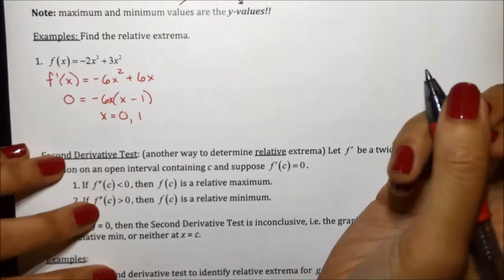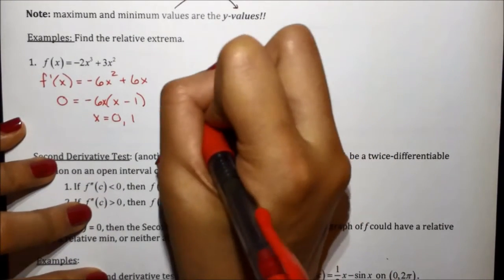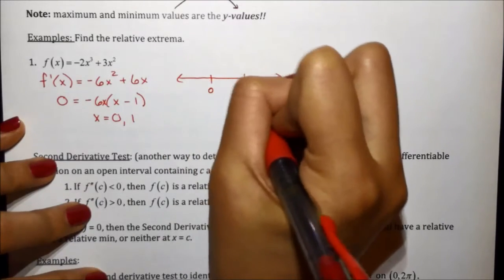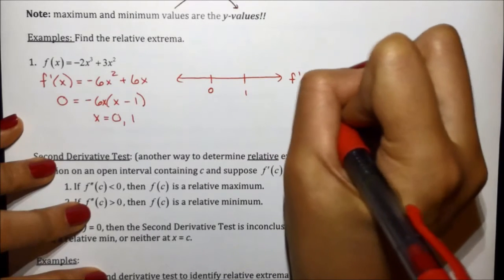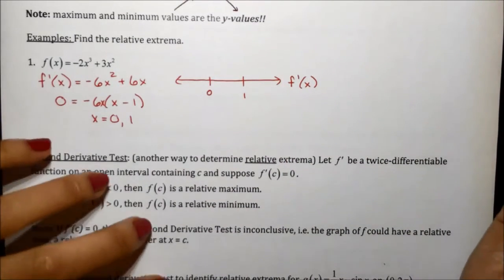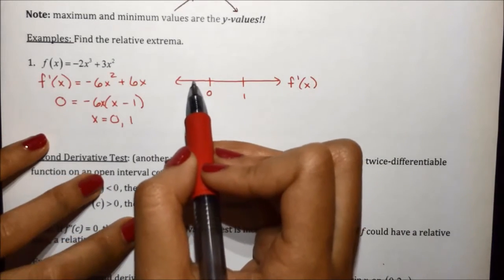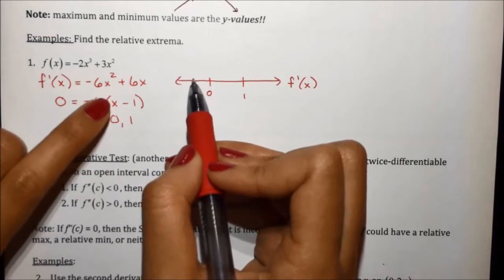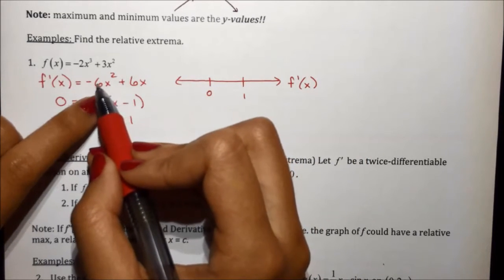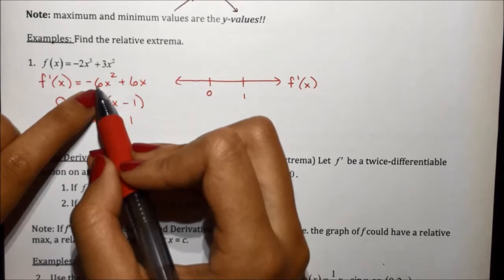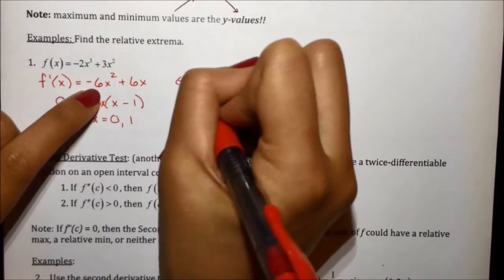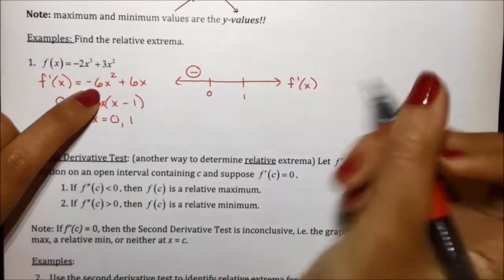All right. Now, after we do that, let's do a number line with 0 and 1. Here's my first derivative number line. Make sure you label it. And let's pick numbers. So if I pick negative 1, then negative 1 squared is positive. Positive times a negative is a negative. And 6 times negative 1 is a negative. So a negative plus a negative, that's going to be decreasing.